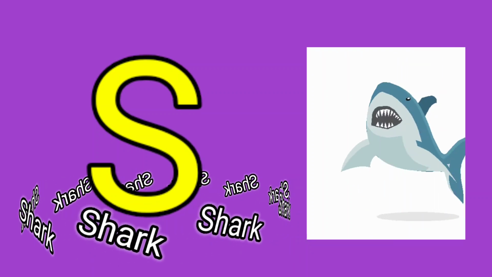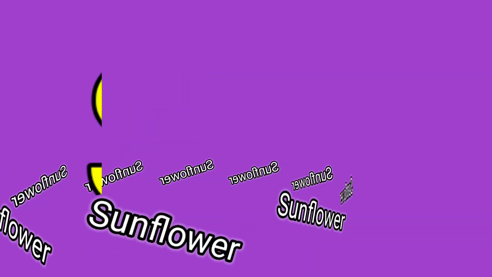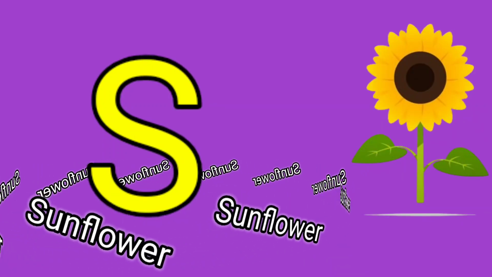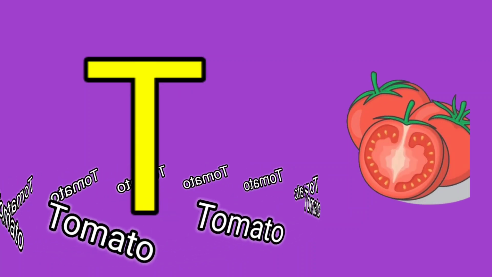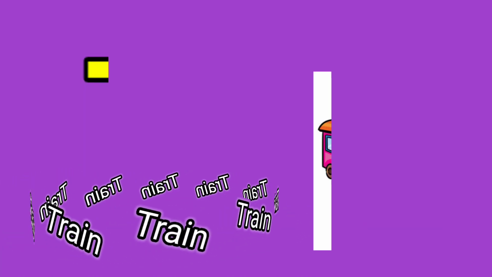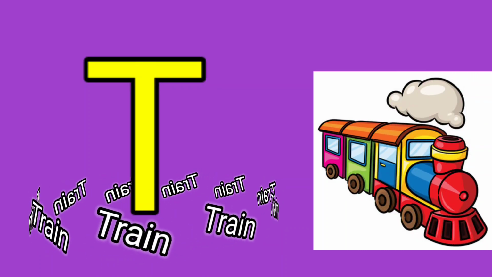S for shark. S for sunflower. T for tomato. T for train.